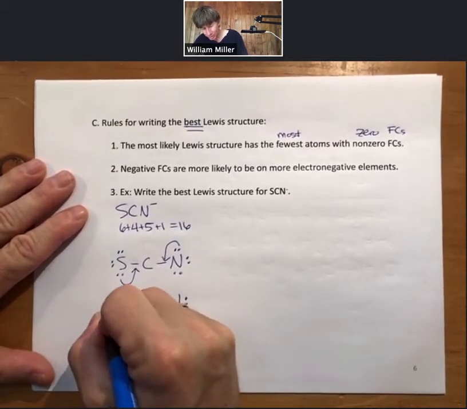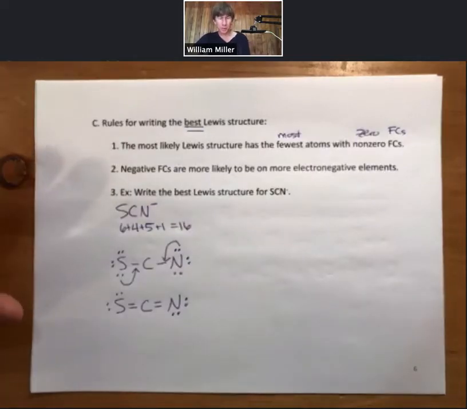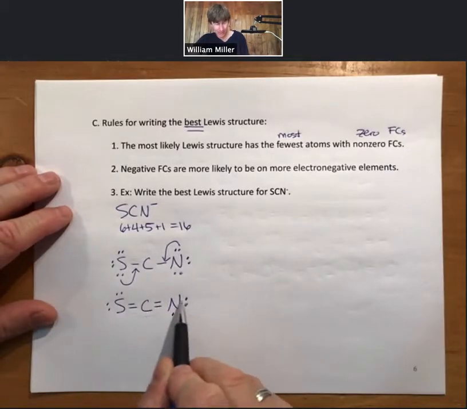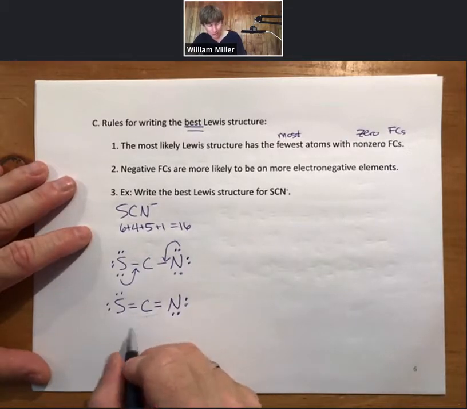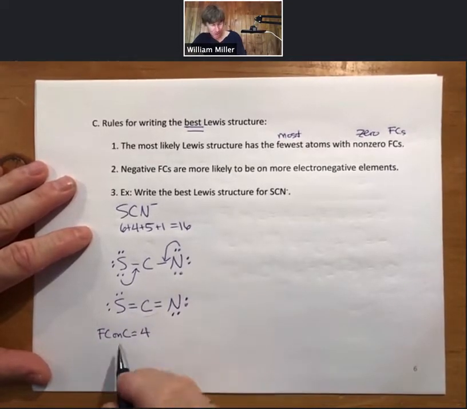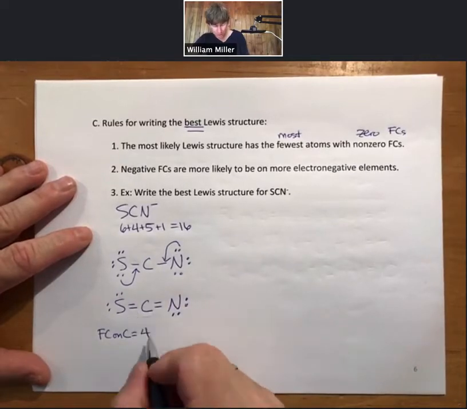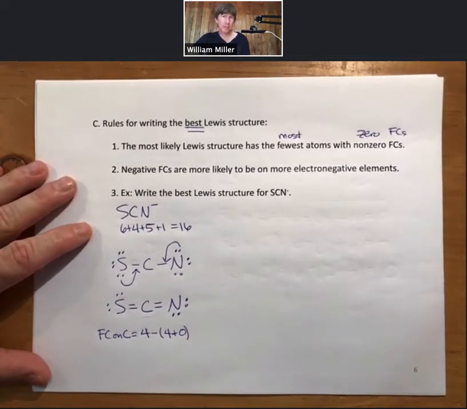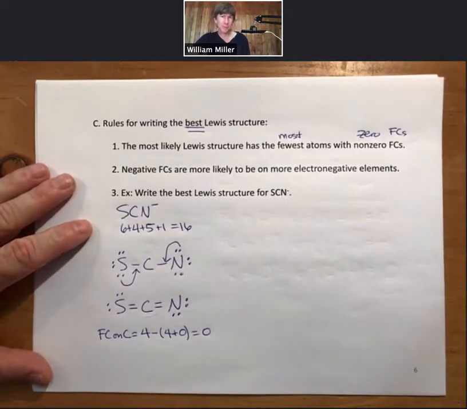Because the first thing we always do is we always make sure everybody has an octet. Then we think about formal charge. So everybody has an octet, 8, 8, 8. Now let's do a formal charge analysis on this. Formal charge on carbon, so 4 valence electrons from the periodic table. Then 1, 2, 3, 4 bonds, 0 unshared electrons, formal charge of 0.